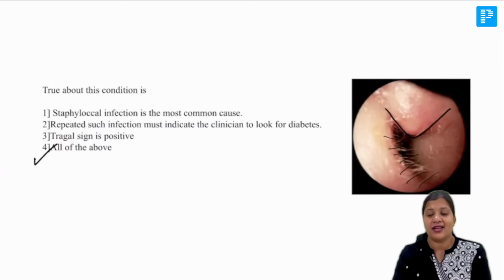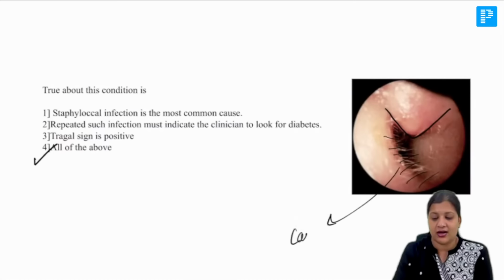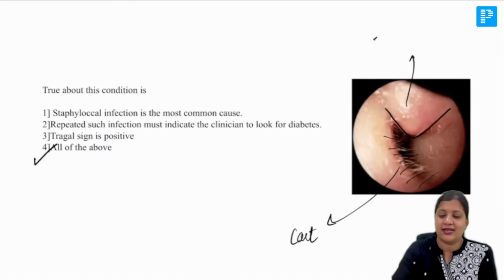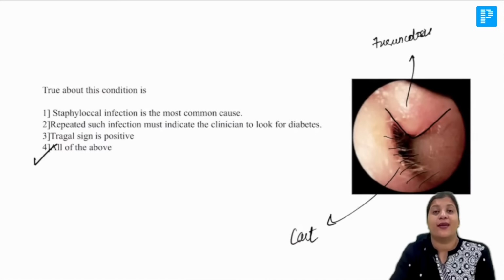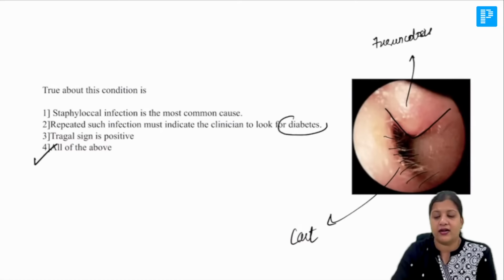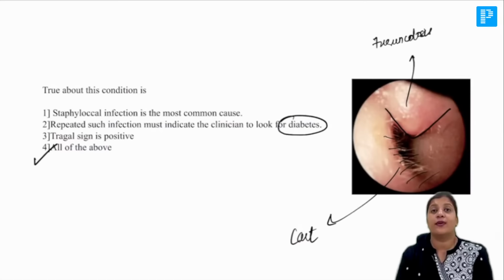So we are in the cartilaginous portion of the external auditory canal. How do I know I'm in the cartilaginous portion? Because we are at the level of hair follicles, and staphylococcal infection of the hair follicle, what do we call it? Furunculosis, also called folliculitis. Whenever there are repeated furunculosis, you should look for underlying immunosuppression or diabetes. In these patients, when you compress on the tragus, the patient will wince with pain. So tragal sign will be positive. So all of the above is the right answer.